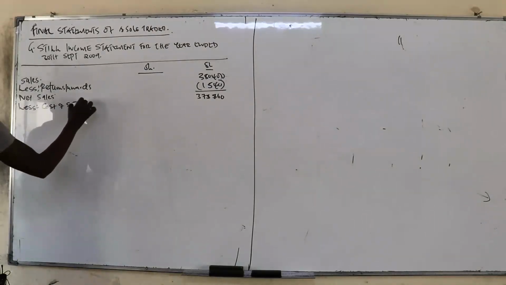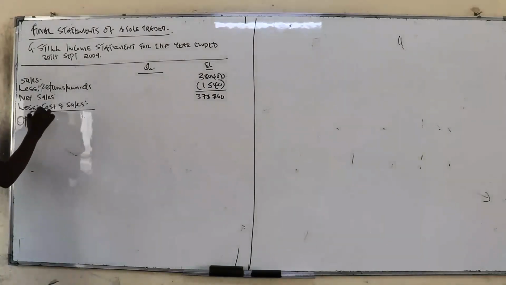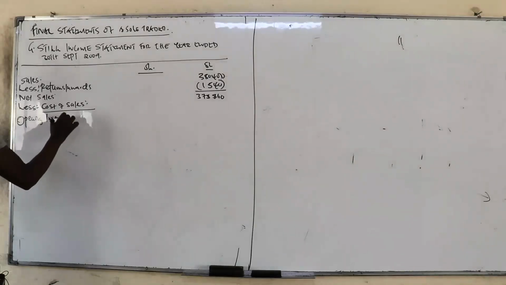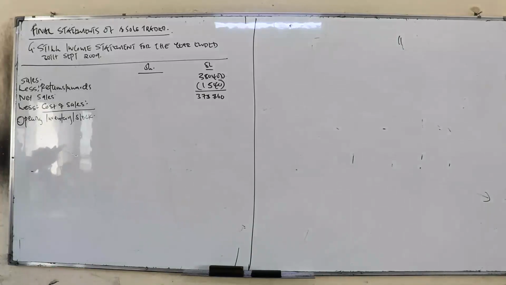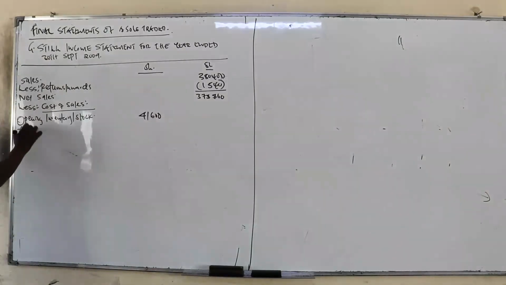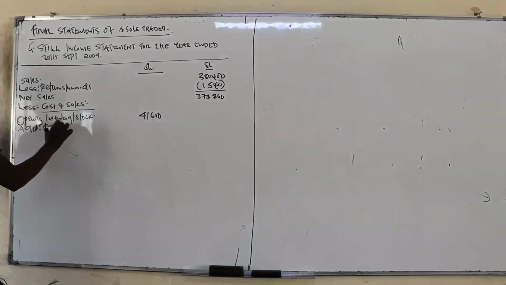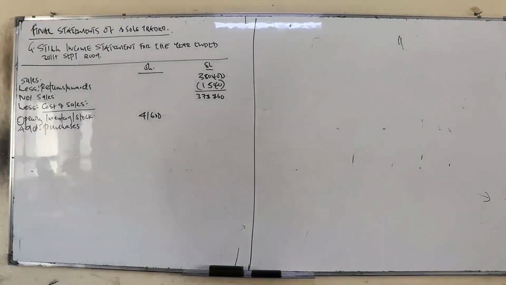And then you less cost of sales. So you start with the opening inventory or stock. Another name for inventory is stock. So you check where it is in the trial balance. Inventory at the beginning of 1st October 2008 was 41,600. So you write here 41,600. And then you add purchases. You identify the figure of purchases from the trial balance. The purchases figure is 188,430. So you add here 188,430.